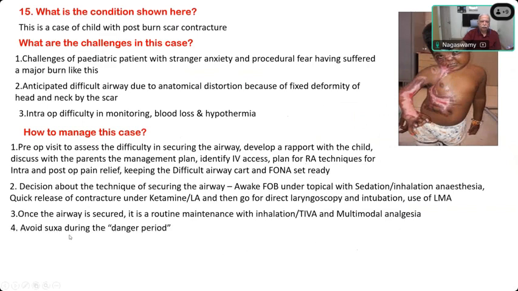And another common question they may ask you is when to avoid succinylcholine in post-burn contracture. What is the danger period? 24 hours to 2 years. So maximum 1 year. Nowadays they say it has been reduced from 2 years to 1 year and even 6 months. So what is the reason why you want to avoid succinylcholine?